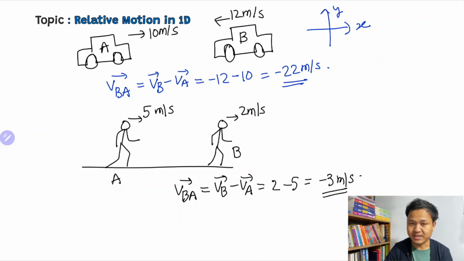So what is the meaning of minus 3? If you are A and you observe B, even though B is moving 2 meter per second with respect to the ground, if you are moving faster than B, you will observe that B is coming towards you, closer to you, with the speed of 3 meter per second.